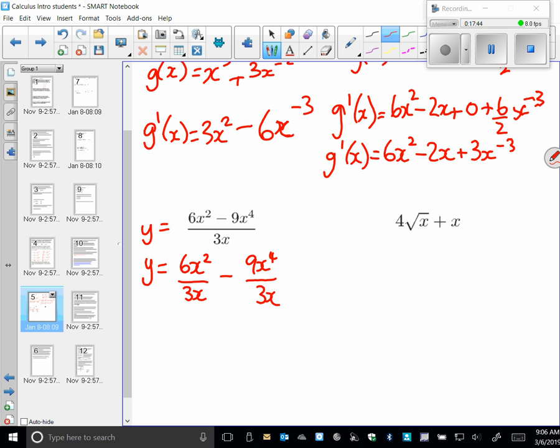Yeah? So then, looking at this term here, I've got things that cancel out. I've got 6 and 3, so they cancel each other out. So that becomes 2, and that becomes a 1, because 6 divided by 3 is 2, yes? And 3 goes into 6 twice, or 3 goes into 3 once. But I've also got x squared divided by x. What happens when we are dividing terms with the same base?